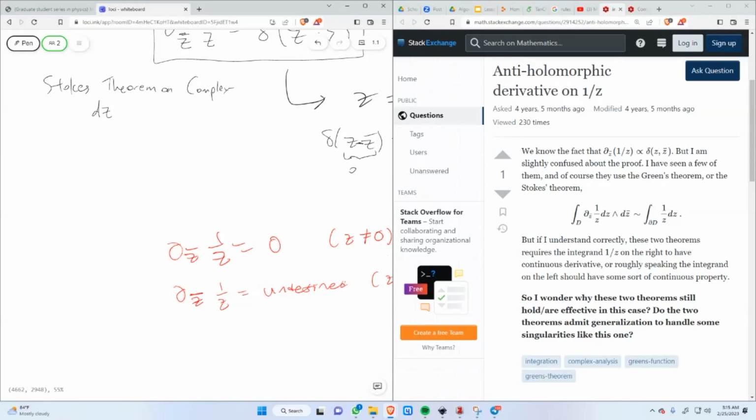Do you happen to have any good resources for that? Wait, let me just. I mean, a complex manifold is just a manifold, right, with some additional structure.